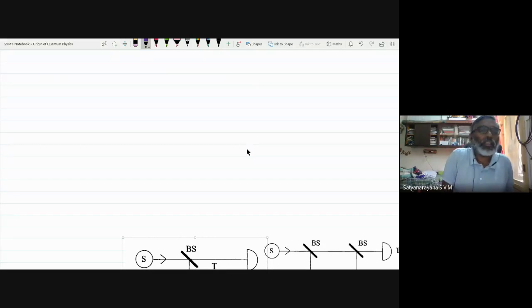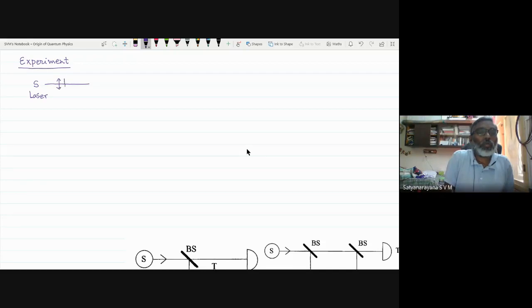Now let's talk about another experiment. We will talk about a source of electromagnetic waves, a classical source. Let's say this is a laser. Now the light is coming from this source, and let's say that this light is polarized.